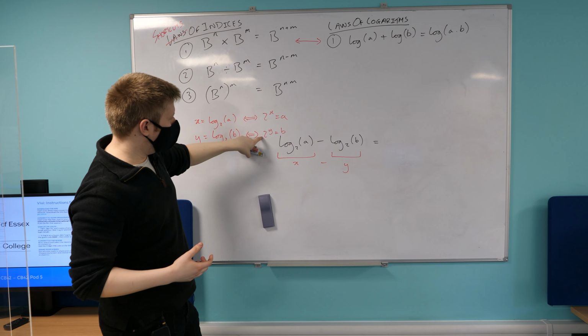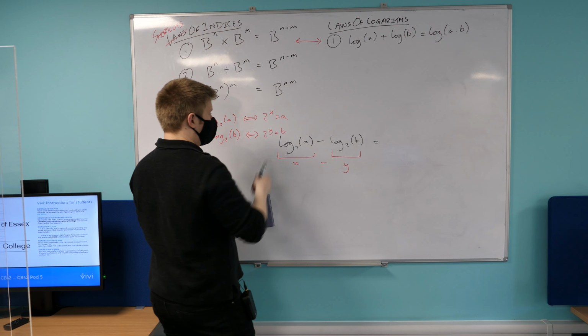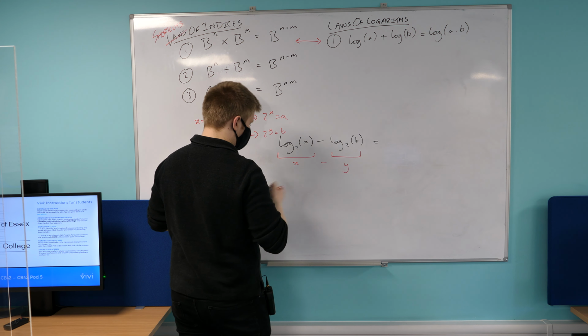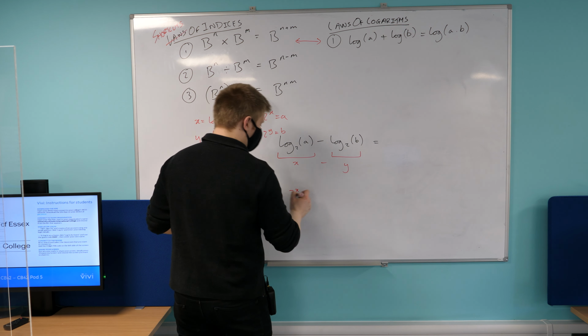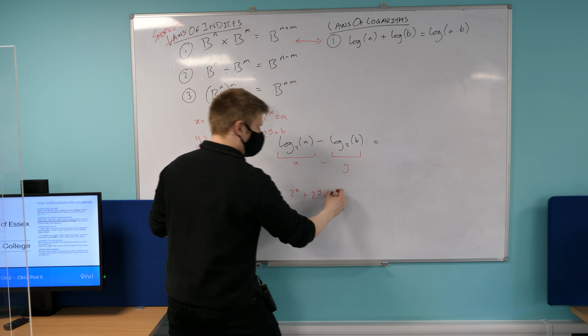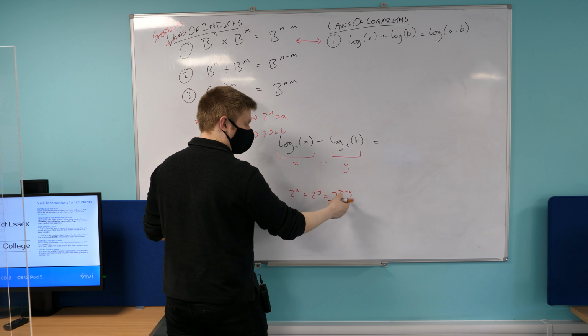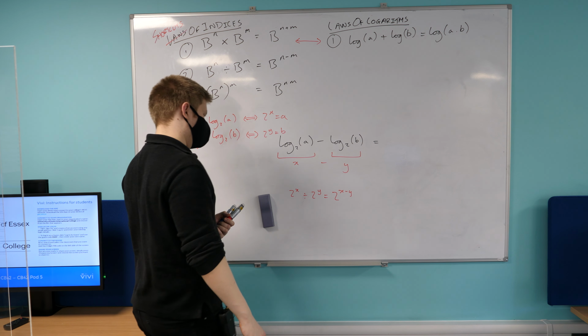I know if I'm working with exponents, if I divide these two things by each other, so if I do 2 to the power of x divided by 2 to the power of y, then I'll end up with 2 to the power of x minus y. And that's kind of what I wanted there, the x minus y there. Okay.